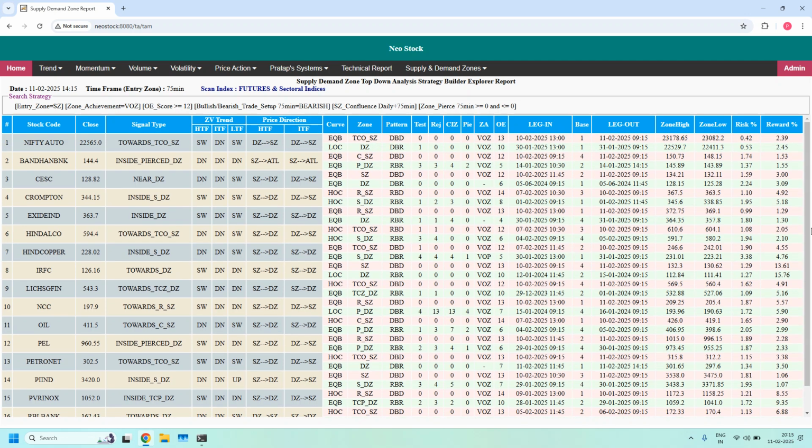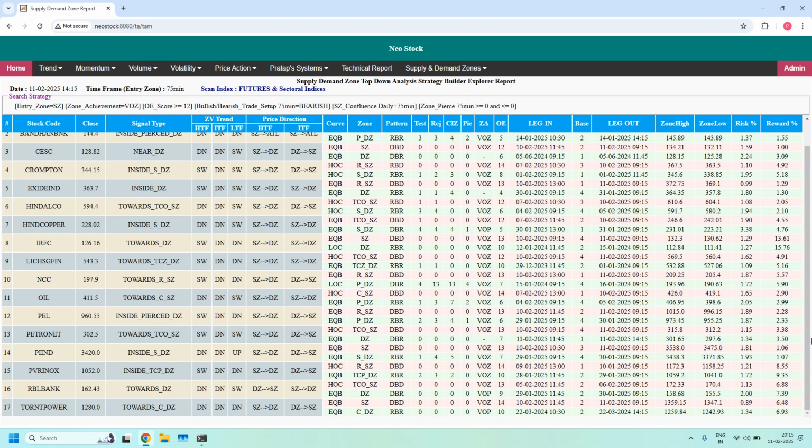I am scrolling the list down. So total 17 stocks. That means in all these 17 stocks, these 75 minute supply zones are overlapped with daily supply zone. And daily trend is down in all these stocks. That is ITF trend. So if daily supply zone is having daily EMA confluence, then these 75 minute supply zones are even more high probability trade setup supported zones.